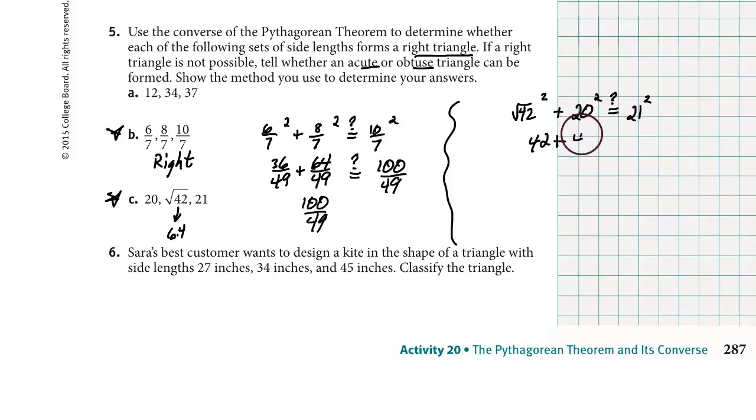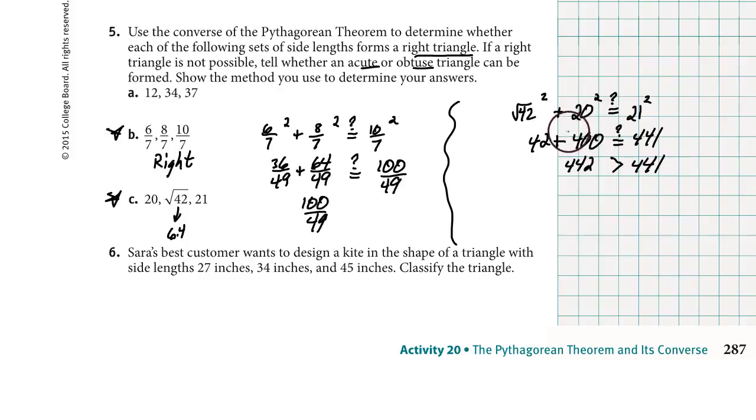20 squared is 400, and over here 21 squared is 441. Are these equal to each other? 42 plus 400 is 442. Well, these are not equal to each other, and what happens is that 442 is greater than 441.